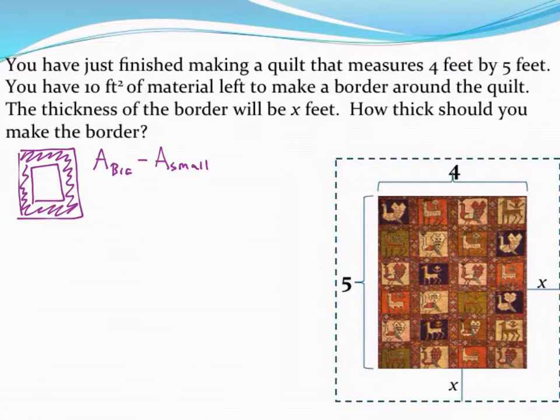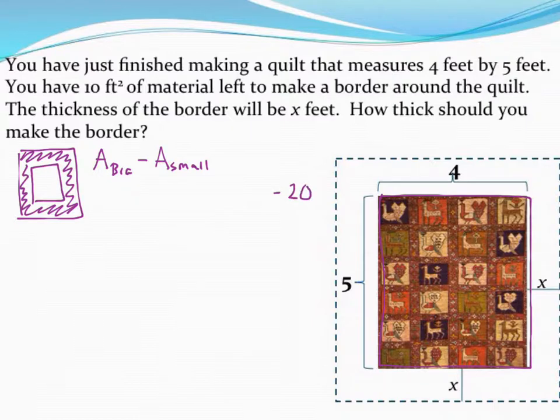So what we have is a quilt. The quilt right now is going to be the small rectangle on the inside of this. The quilt measures 4 feet by 5 feet. I know 4 times 5 gets me 20. So that's actually the area of the small rectangle, 4 times 5, or 20. So the end of my expression is going to be a minus 20.